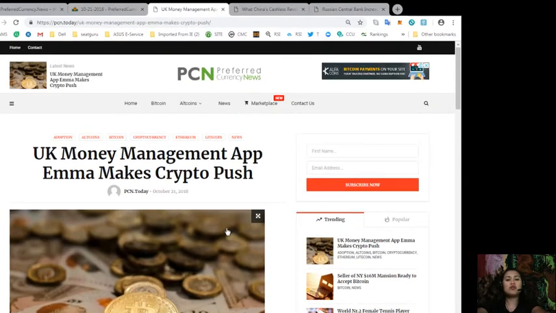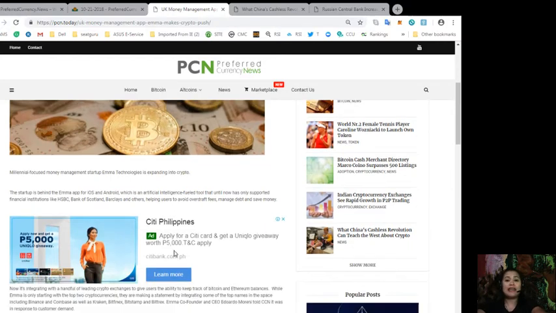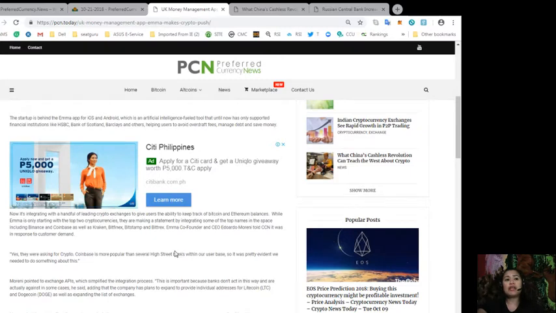For our first news of the day, UK money management application Emma makes crypto push. Millennial-focused money management startup Emma Technologies is expanding into crypto. The startup is behind the Emma app for iOS and Android, an artificial intelligence-fueled tool that until now has only supported financial institutions like HSBC, Bank of Scotland, Barclays, and others, helping users avoid overdraft fees, manage debt, and save money. Now, it's integrating with a handful of leading crypto exchanges to give users the ability to keep track of Bitcoin and Ethereum balances.